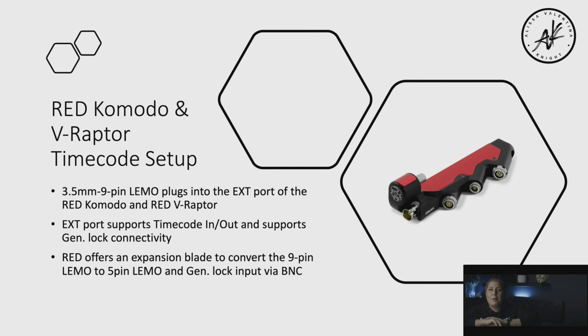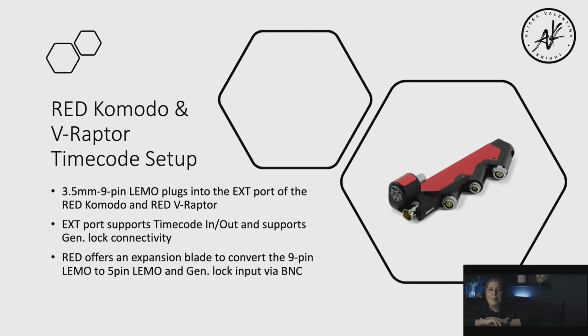Now, over here on the right-hand side of the slide, you'll see the expander blade that RED sells. What this does is it basically takes the EXT port, that 9-pin LEMO port, and converts it to a 5-pin, which is a little bit more common, and changes the gen lock input via BNC. So something to remember is that it's going to be a lot more common to find the 5-pin than the 9-pin LEMO. That's the only point of buying this. You do not need to buy the expander blade in order for all this to work.